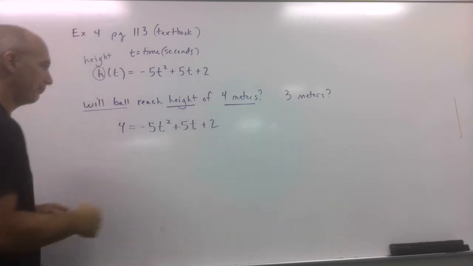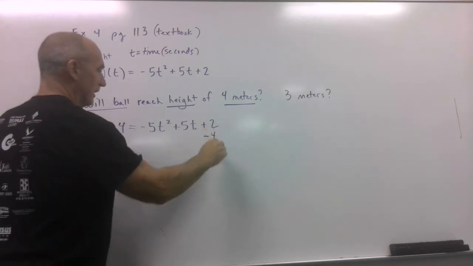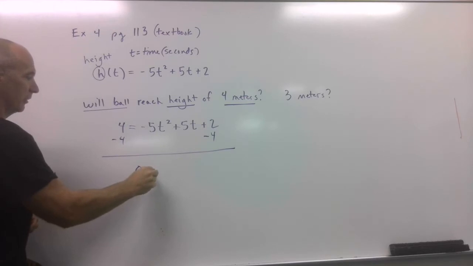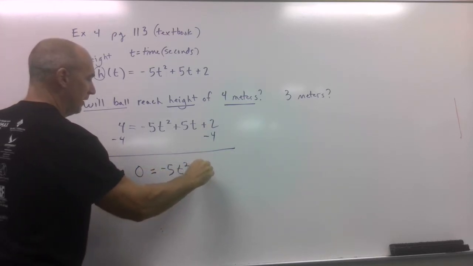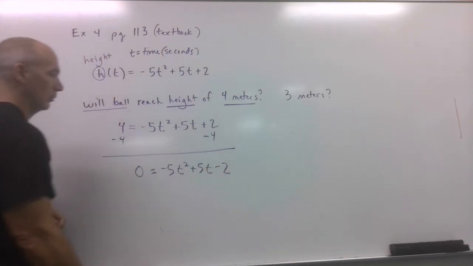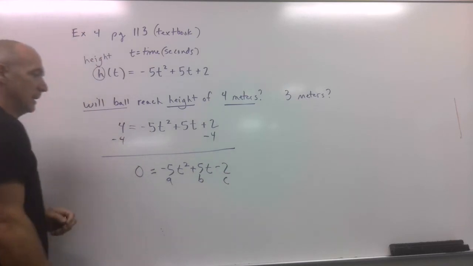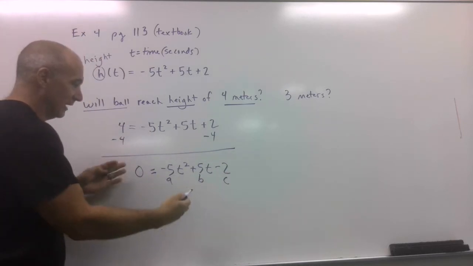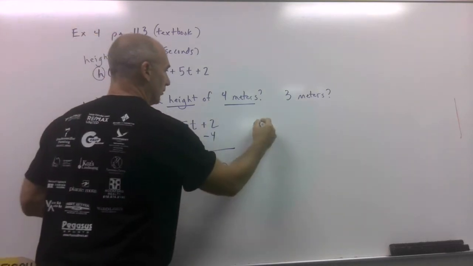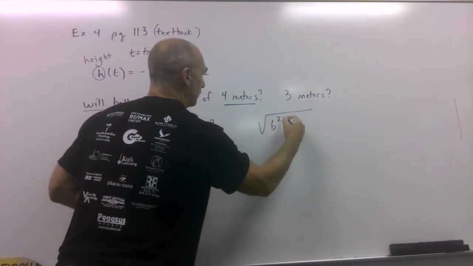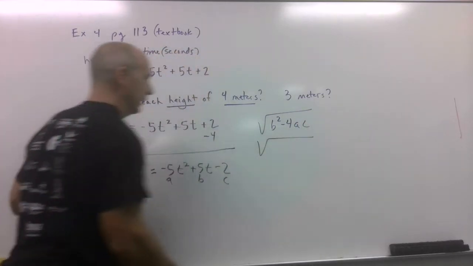All right. So now what do we got to do to solve this? Well, we're going to subtract 4. Remember, we got to set these equal to 0. So 0 equals negative 5t squared plus 5t minus 2. So here's my A, here's my B, here's my C. Now all they're asking is, is it even possible? So we're going to go to our discriminant, which is the square root of b squared minus 4ac. And we're just going to plug things in and see what happens.